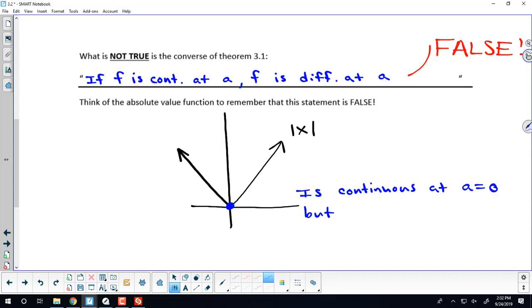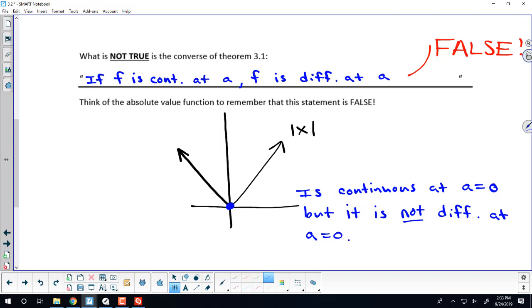No. Why not? Because it's a corner. So it's not differentiable at a equals 0. If you can remember that graph, then you can say, okay, I know it's continuous but not differentiable. Just because a function is continuous at some place doesn't mean it's differentiable. The absolute value is the example to reinforce that.